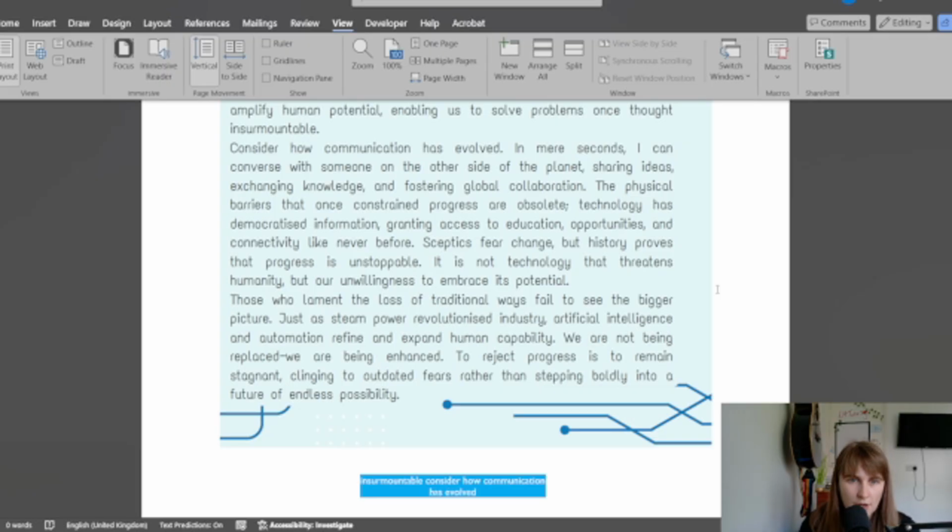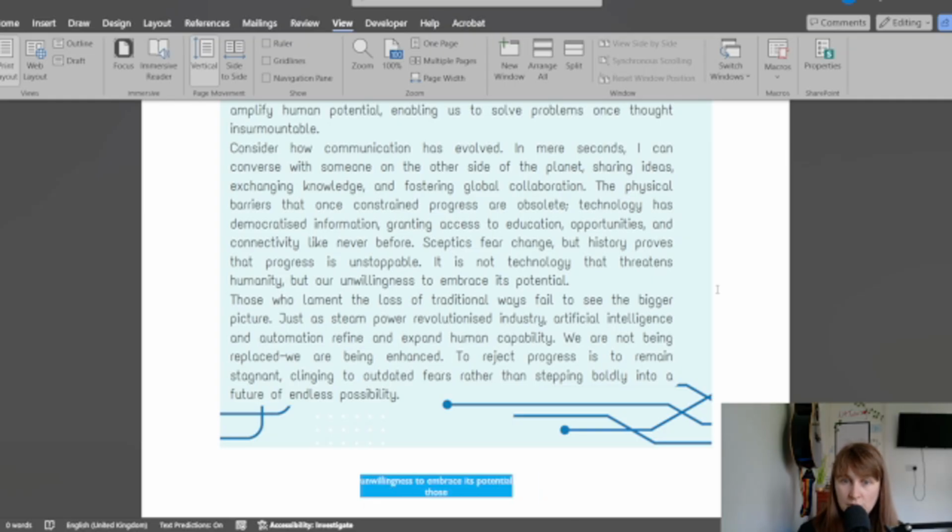In mere seconds, I can converse with someone on the other side of the planet, sharing ideas, exchanging knowledge, and fostering global collaboration. The physical barriers that once constrained progress are obsolete. Technology has democratized information, granting access to education, opportunities, and connectivity like never before. Skeptics fear change, but history proves that progress is unstoppable. It is not technology that threatens humanity, but our unwillingness to embrace its potential.